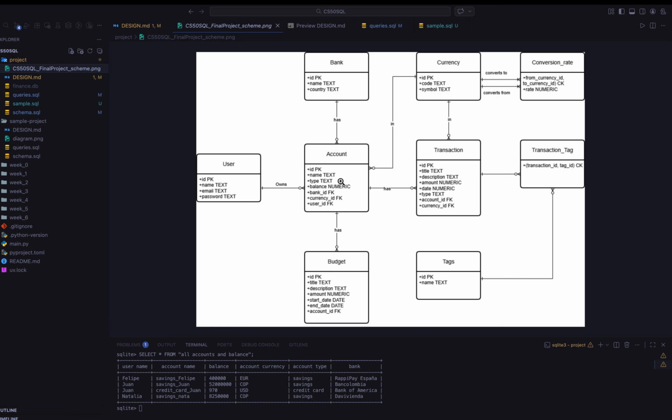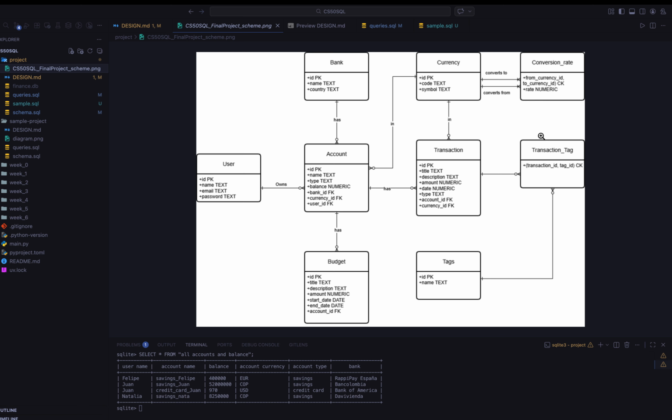One interesting thing to note is that we have tags. Let's say that a transaction can have multiple tags. That's why I had to create this junction table called transaction tag to represent that relationship between transaction and tags, because a transaction can have zero or more tags. So that's why I had to create this junction table.